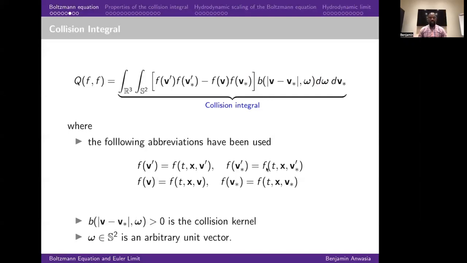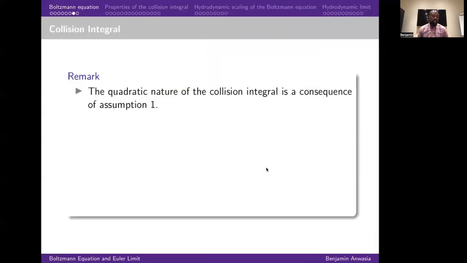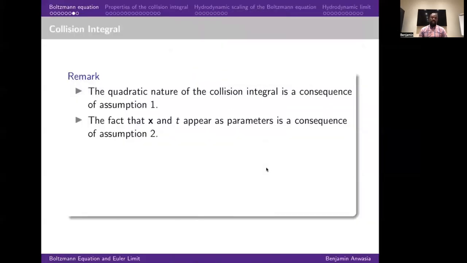From the structure of the collision integral, one can easily trace back the modeling assumptions used by Boltzmann for its derivation. 1, the quadratic nature of the collision integral is due to the fact that only binary elastic collisions are considered. 2, the fact that the parameters x and t only appear as parameters reflects the assumption that collisions between the molecules are assumed to be localized both in space x and in time t.